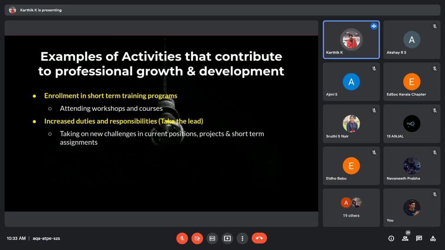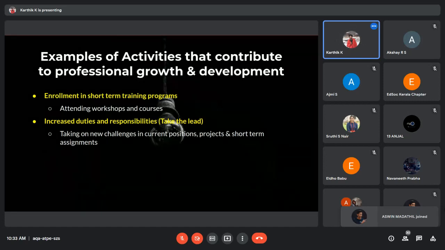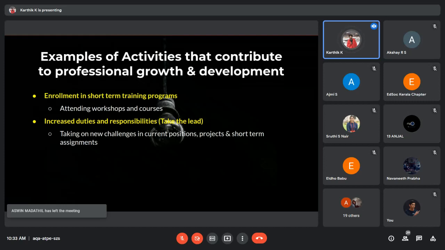I just saw a quote that leaders are not born; it is something you have to gain through internal practice. So you can achieve these things in this manner. Increased duties and responsibilities obviously take you out of the comfort zone and will give you new verticals in what you are doing right now.